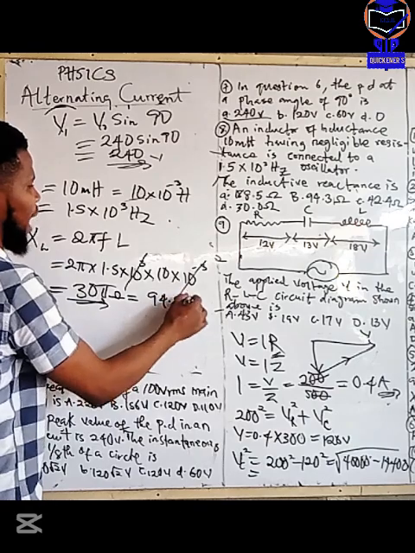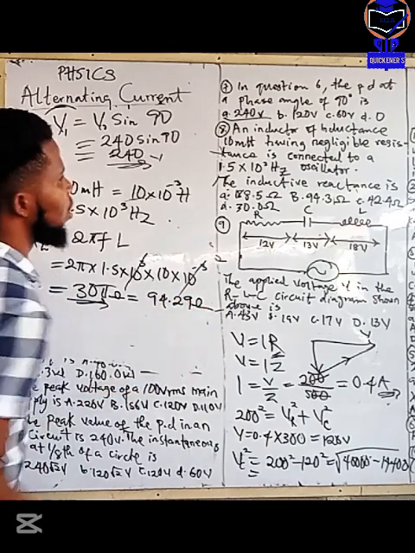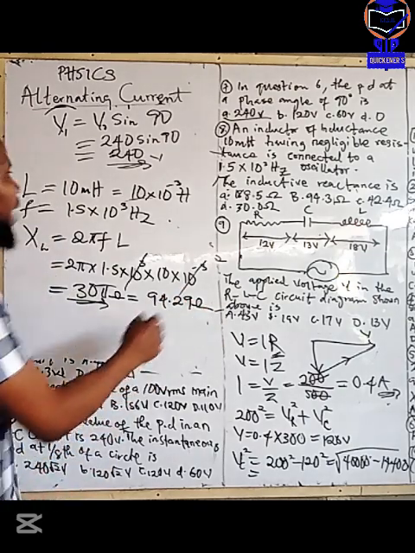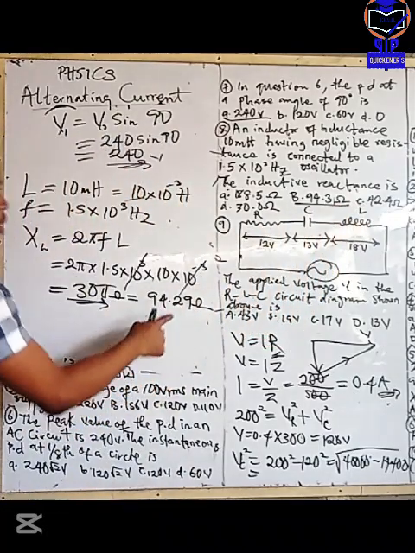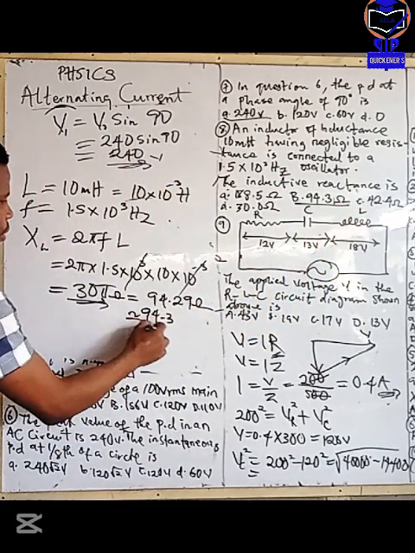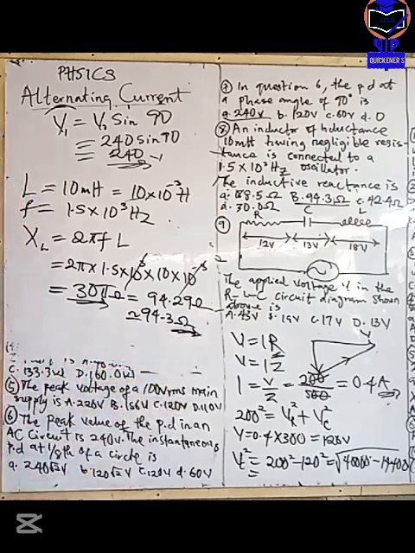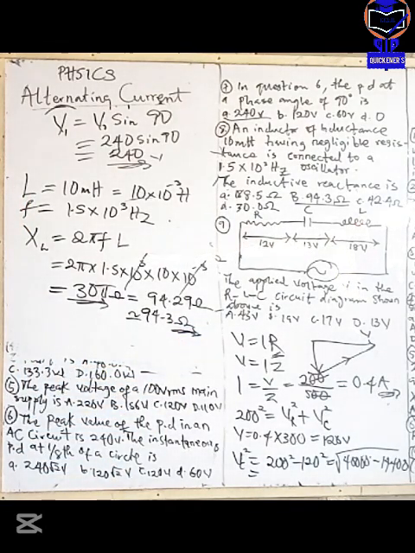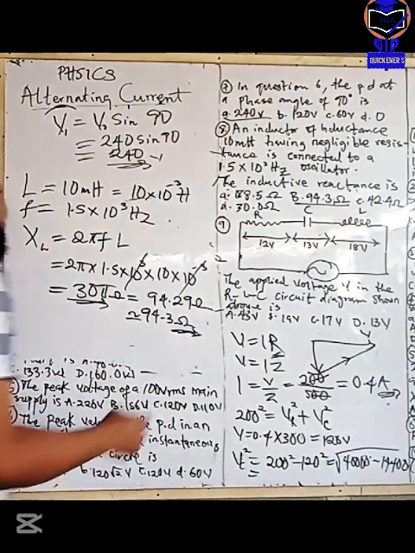0.2857. Okay, like 1.3. This is the answer. Can you see that? When we approximate, it becomes what? 94.3. Okay? So now let's solve the next one.